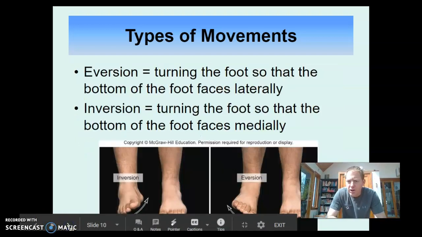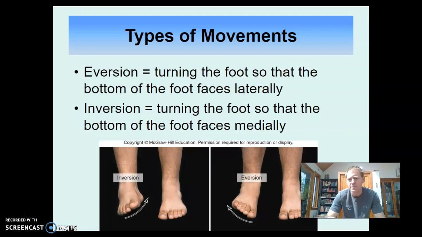eversion and inversion, another very specific one. This is the corresponding movement to the foot. It's much less pronounced. You cannot totally pronate and supinate your foot because that would be impractical and it would not allow you to walk. But you do something similar called eversion and inversion.